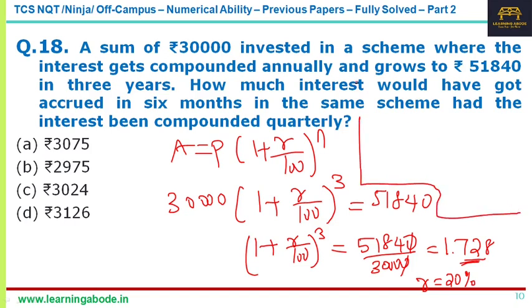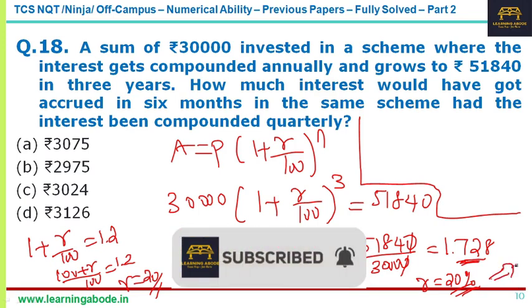Now per annum it is 20% interest. If you still have a doubt, I'll solve this part also. 1 plus r by 100 is equal to 1.2, because the cube root of 1.728 is 1.2. So 100 plus r by 100 equals 1.2. Now solve for r, you will get 20, but I can directly get 20. That's why I'm asking you to watch that percentage video. That will be helpful.